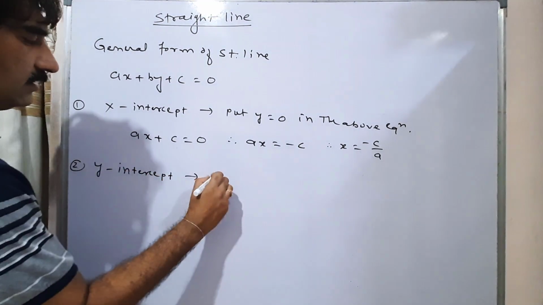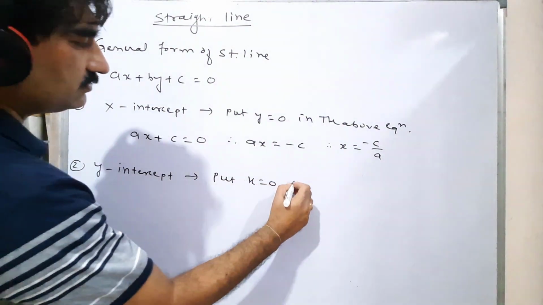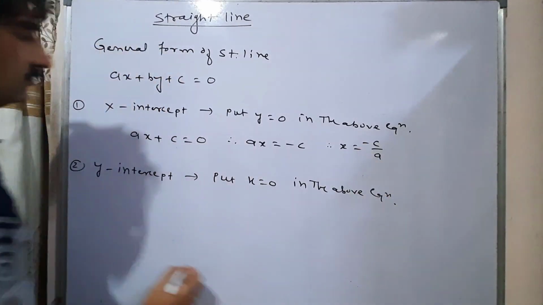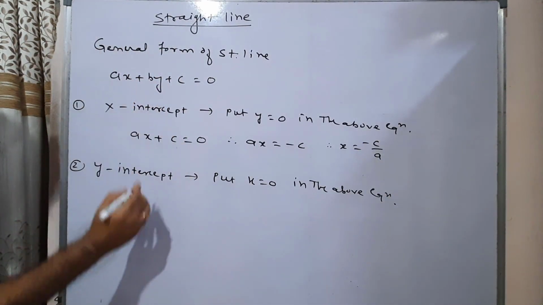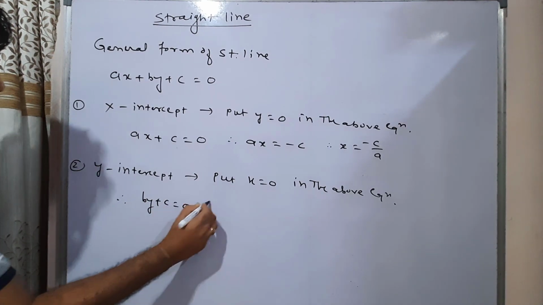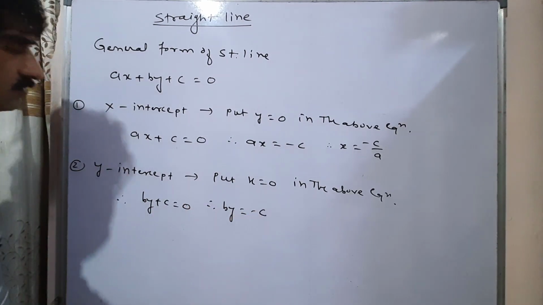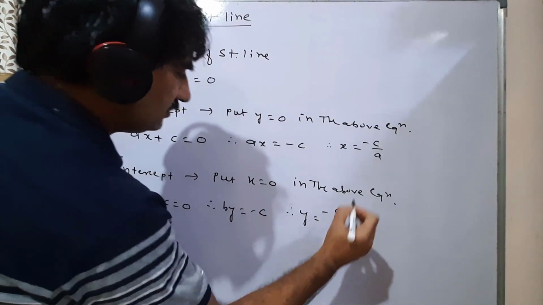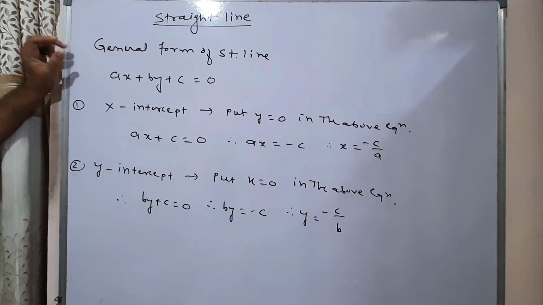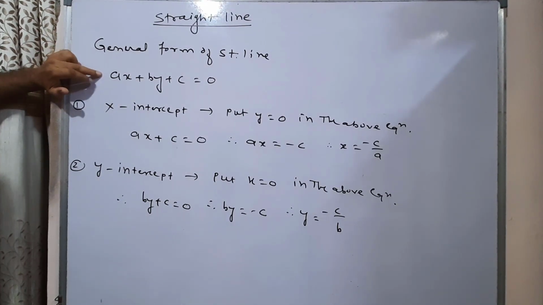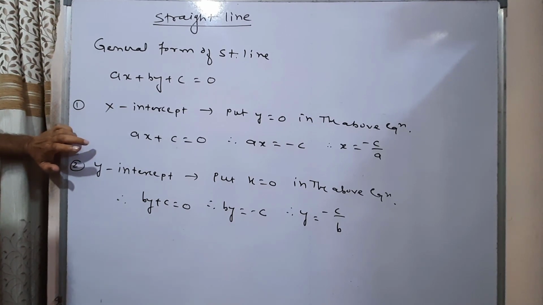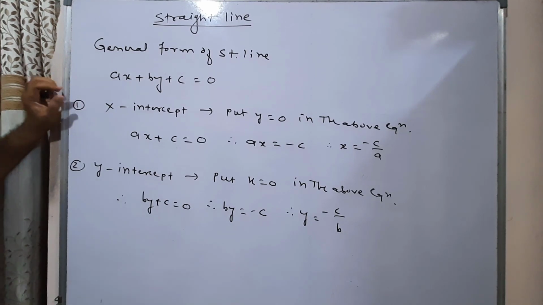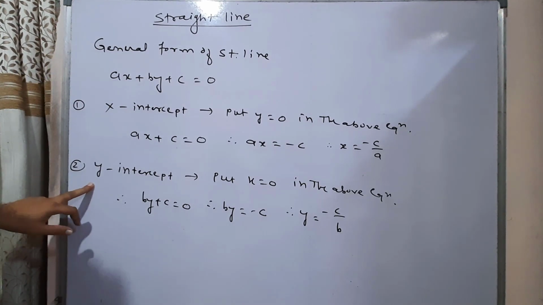Now what about y-intercept? For y-intercept we substitute x equal to 0 in the above equation. So when we substitute x equal to 0, we get by plus c equal to 0, or by equal to minus c, so y is minus c upon b. So when you find x-intercept, we substitute y equal to 0. When you find y-intercept, we substitute x equal to 0. X-intercept means the distance covered along the x-axis. Y-intercept is the distance covered along the y-axis.